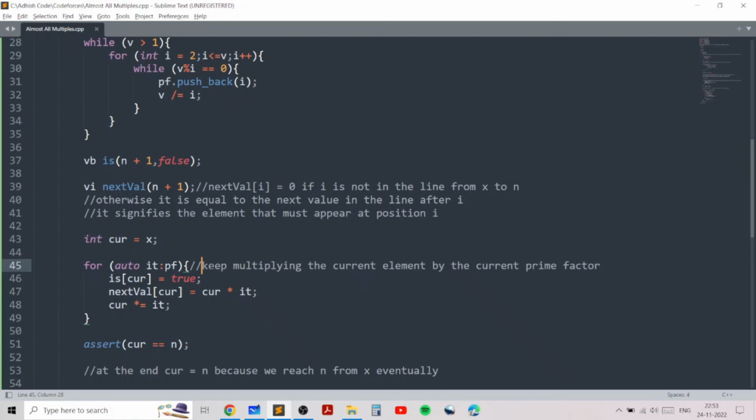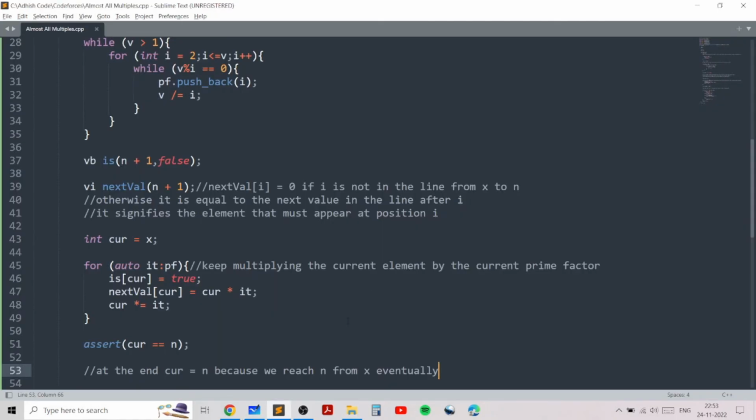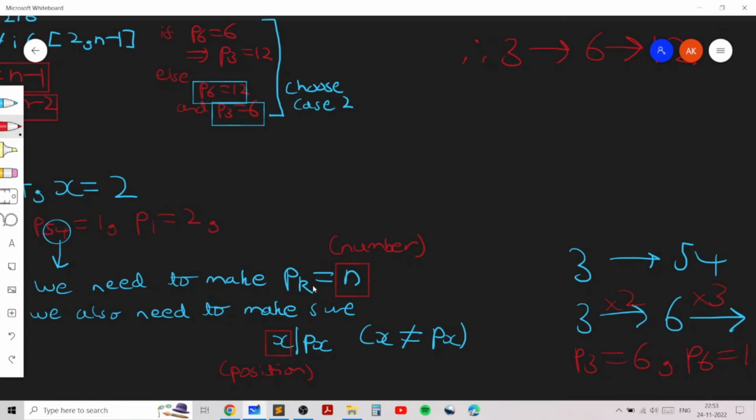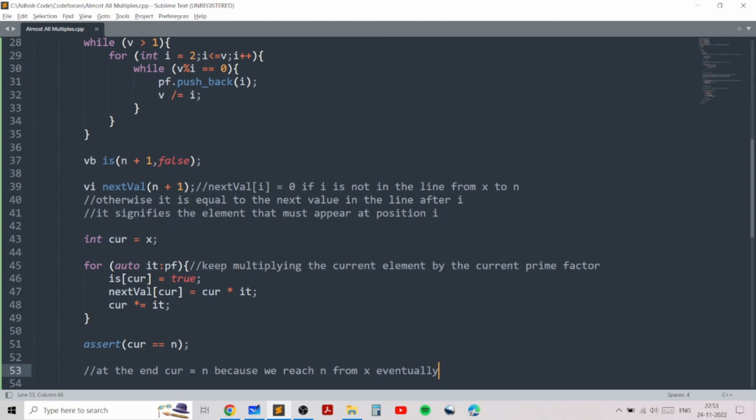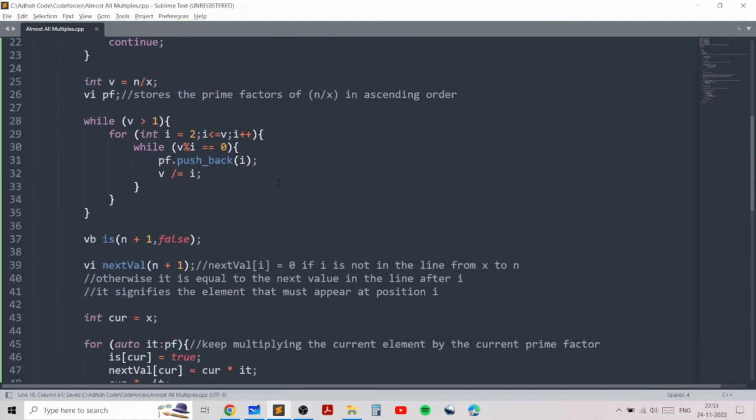Once we do this, we know that we have successfully placed the number n at some position, and we have successfully placed some number at the position x. So both the number and the position are assigned, and because we are starting from the position x and we want to reach number n from position x, we can do that only by going to the multiples of x.